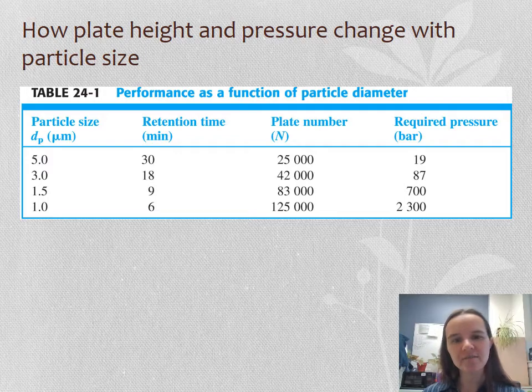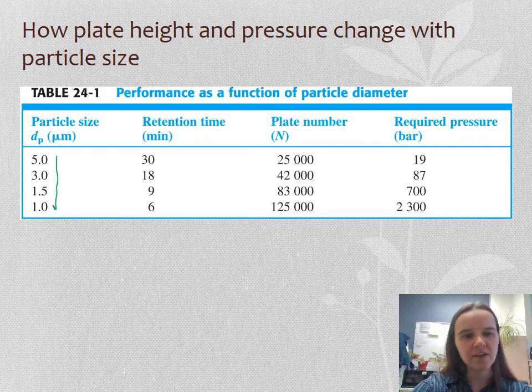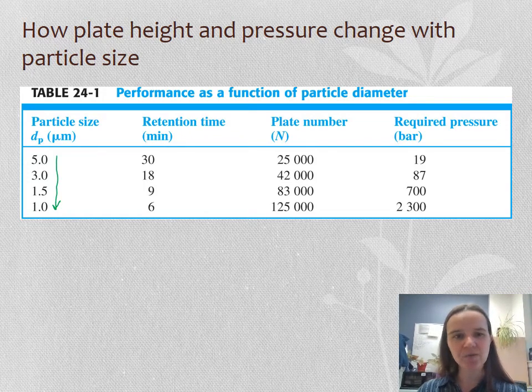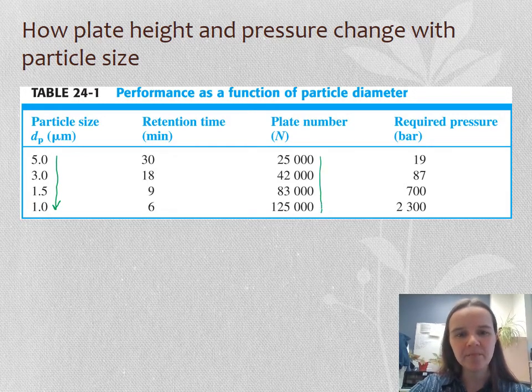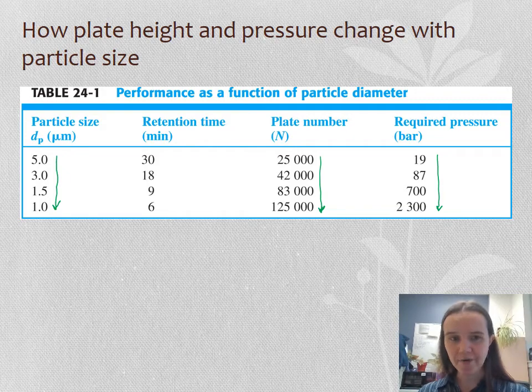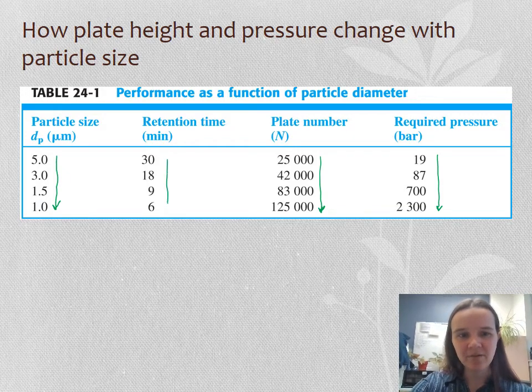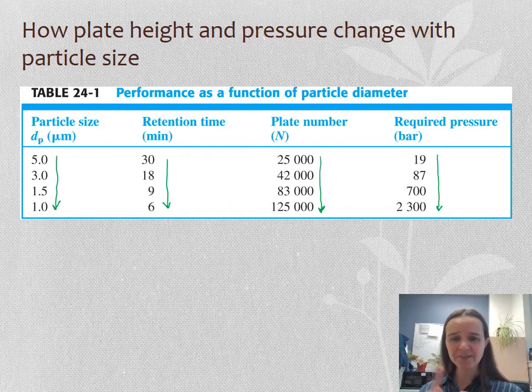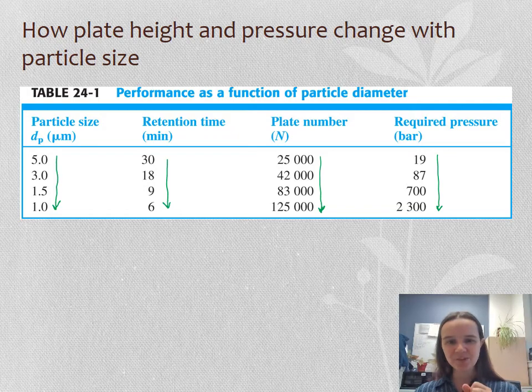Plate height and pressure both will change with particle size. What you see here is our particle size decreasing from 5 microns to 1 micron. Again, this is packed HPLC. And what we see is the plate number. Remember, high plate number is good. The more plates you have, the better resolution. But you also see that the pressure required to push through that is considerably higher. But it's coming out a lot faster, right? So small particles, faster retention time. Good resolution, high plate number, but higher pressure, which means more instrumental requirements, more money.